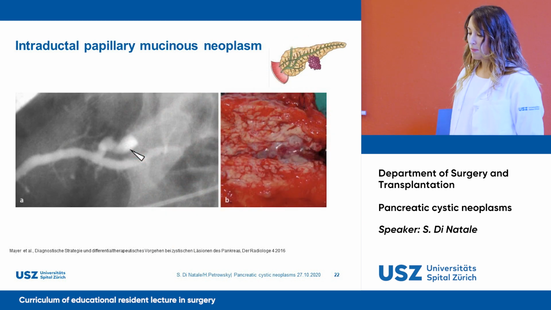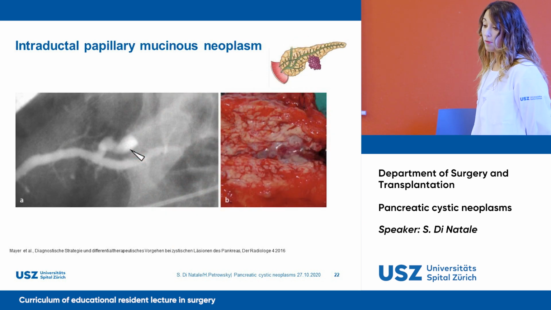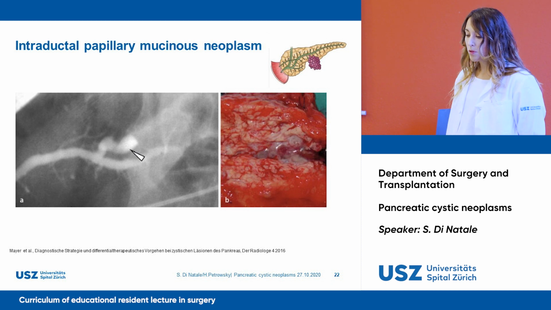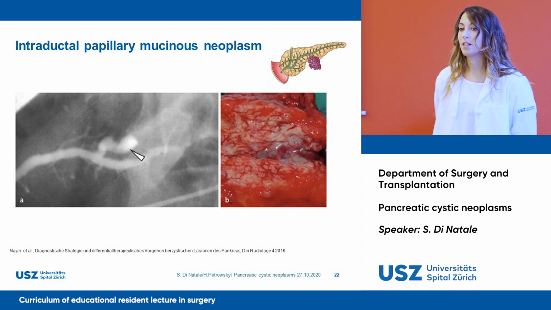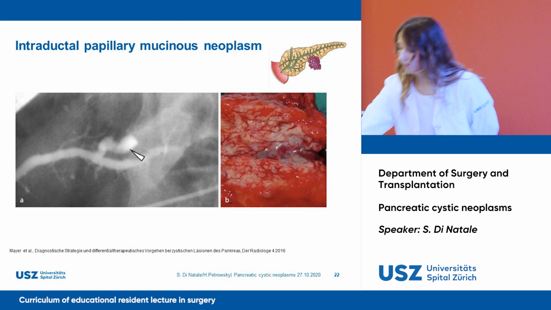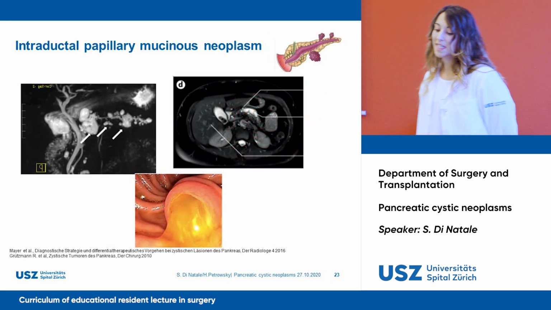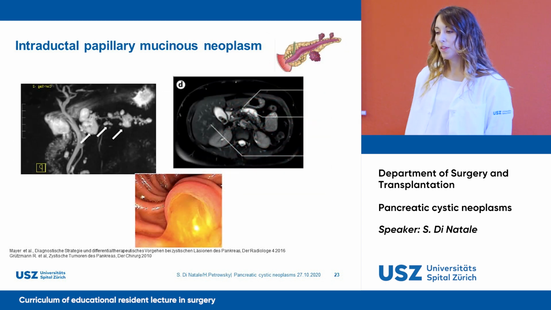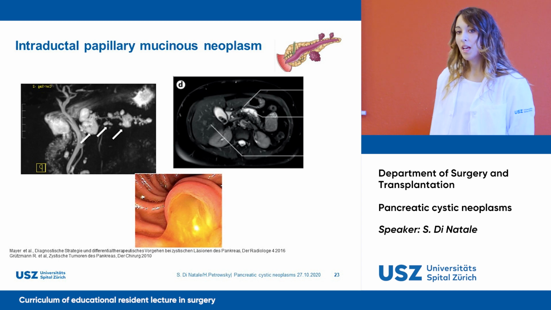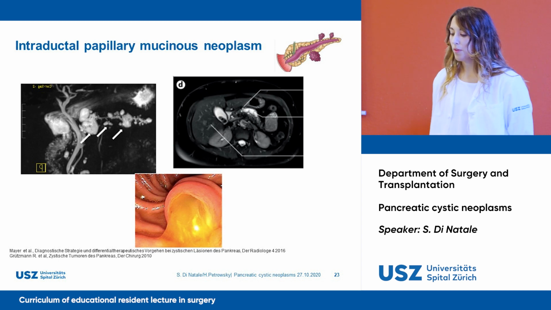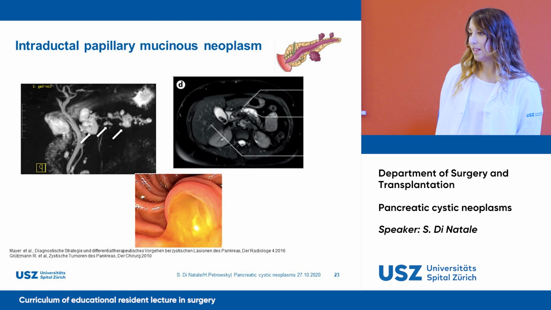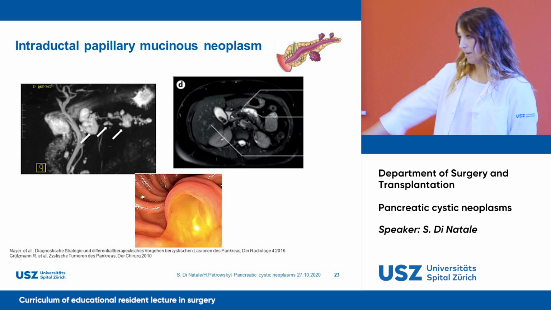A branch duct IPMN with dilatation of one of the branch ducts and the typical mucinous filled cyst in the resected pancreatic tissue. Last but not least, a mixed type IPMN with dilatations of the branch ducts as well as segmental dilatation of the main duct, and the fish mouth sign can also be seen in mixed type IPMNs.